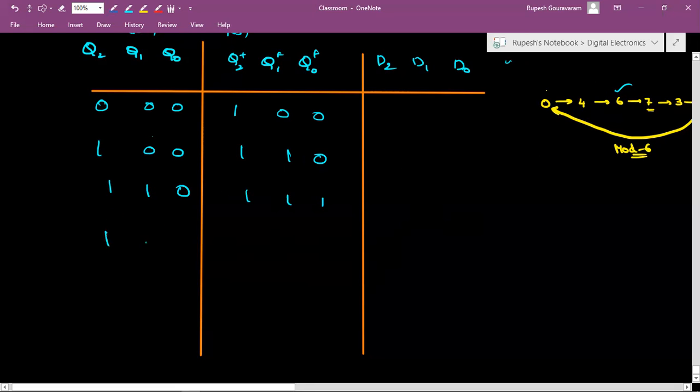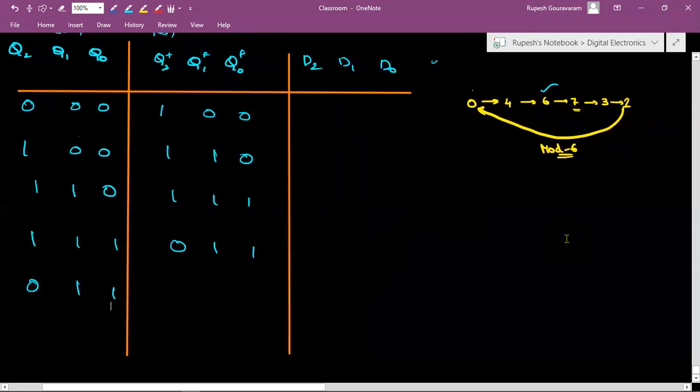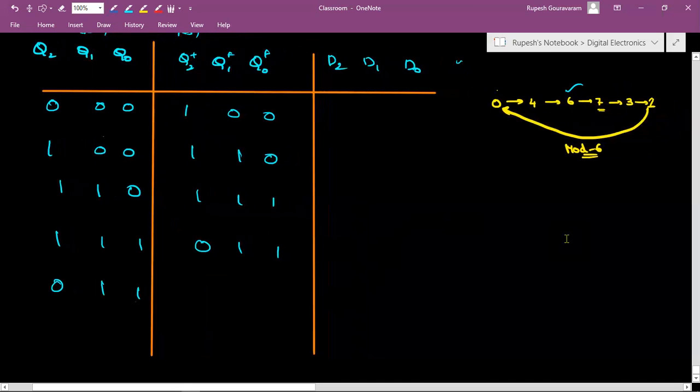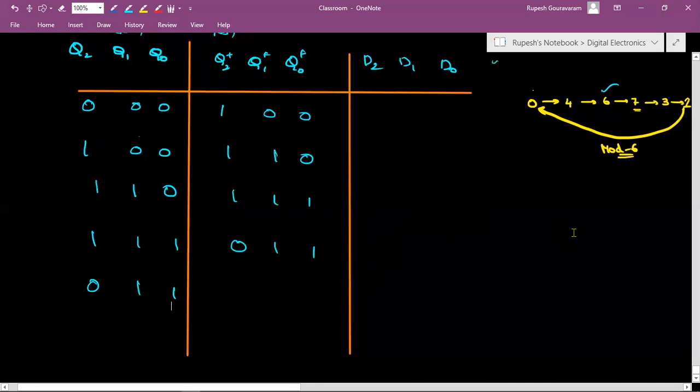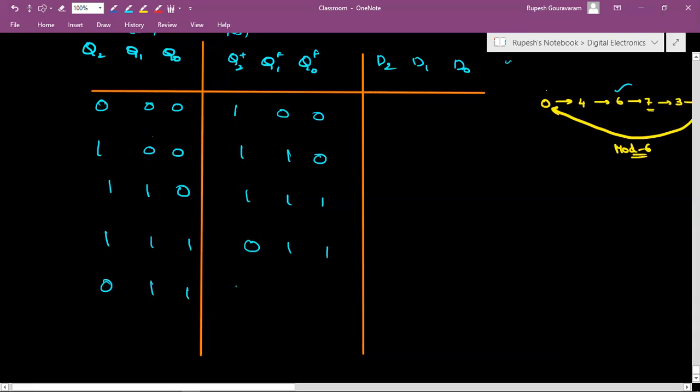If it is 1, 1, 1, it goes to 3. 3 is 0, 1, 1. If it is 3, 0, 1, 1, then it goes to what? 2. Sorry, not 2. It is 1 only. 1 is represented as 0, 0, 1. If it is 1 again, it goes to 0, 0, 0. In this scenario, what are the unused states here? Obviously, again, 2 and 5 are unused states.